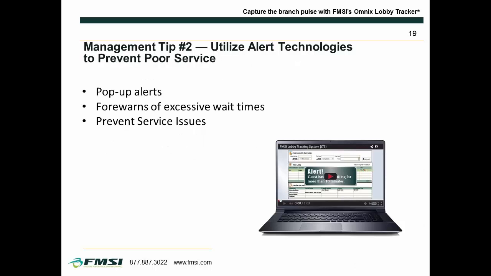All right, management tip number 2. Utilize alert technologies to prevent poor service. A strong argument can be made that the lobby wait time is the most important metric in the service experience mix. Putting controls in place such as pop-up alerts provided by FMSI's Omnix Lobby Tracker forewarns of excessive wait times, which prevent service issues. The process is simple.